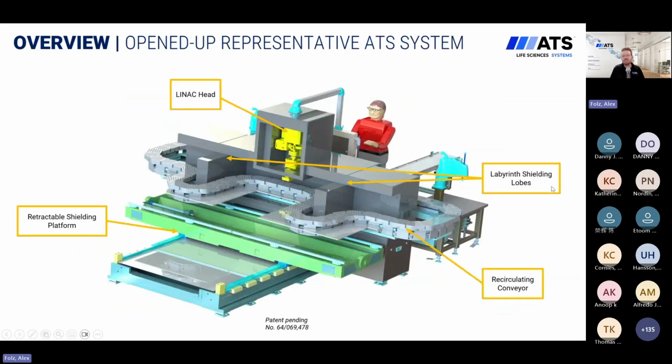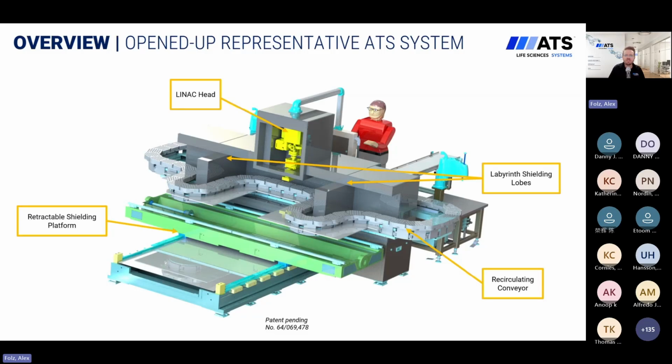Opening up the system does give you a little bit better view of the system here, looking inside. So here again, you can see loading with this robot, parts transfer through on this recirculating conveyor. It's going to go through a labyrinth that's part of the shielding to ensure we're at a safe radiation level outside of the shielding. So it passes through the labyrinth, underneath our linac head over here, where that's actually where the sterilization is taking place.